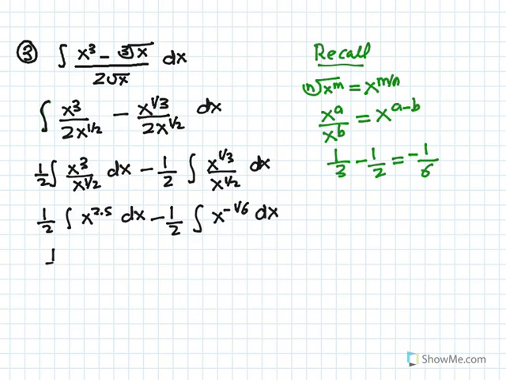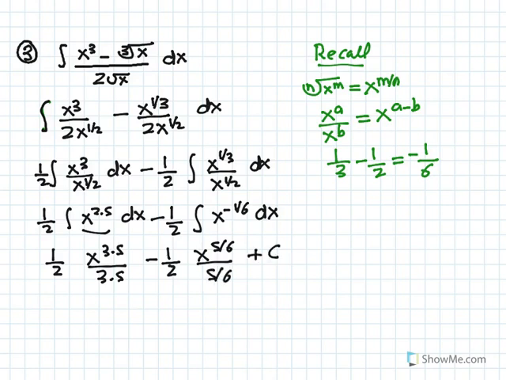Let's now integrate term by term. You get 1/2 x to the 3.5, adding 1 to the exponent, divided by 3.5, minus 1/2 x to the negative 1 over 6 plus 6 over 6, that's going to be 5 over 6, divided by 5 over 6. A little bit more algebra, we get 1 over 7 x to the 7 over 2, if you want to write it as a fraction, minus 1/2 times, flip the bottom, that's 6 over 5, x to the 5 over 6, plus C.